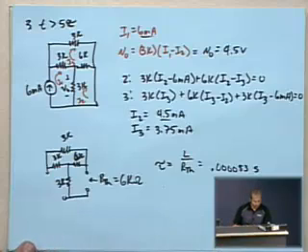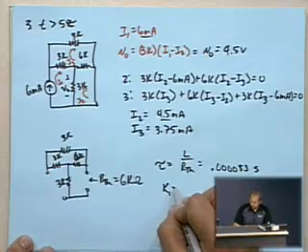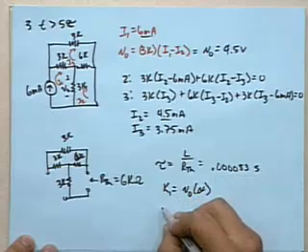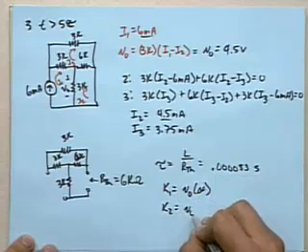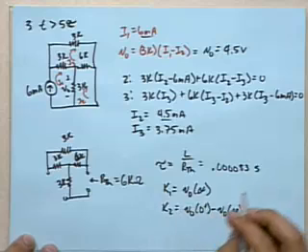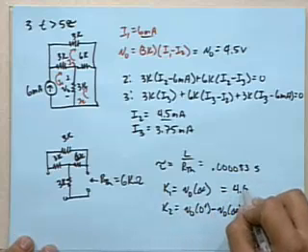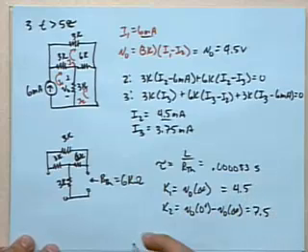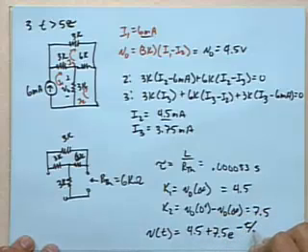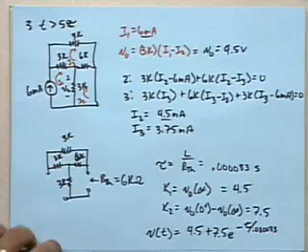So K1 equals the value of V0 at infinity. K2 equals V0 at 0 plus minus V0 at infinity. So that equals 4.5 here, 7.5 here. And the final form of the equation: V(t) equals 4.5 plus 7.5 e to the negative t over 0.000083.